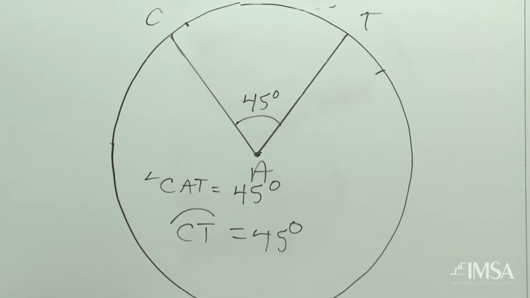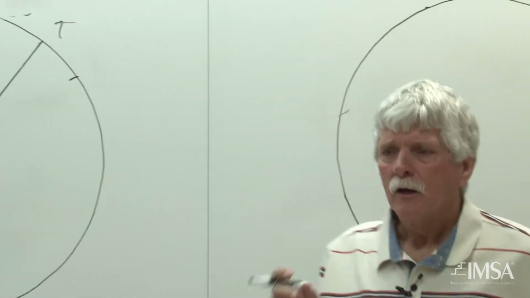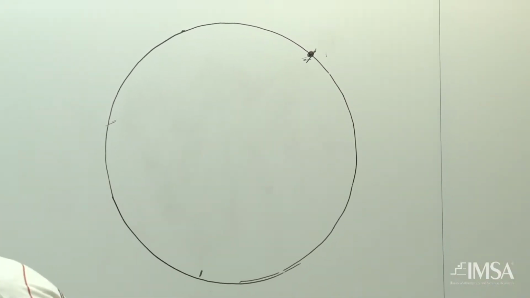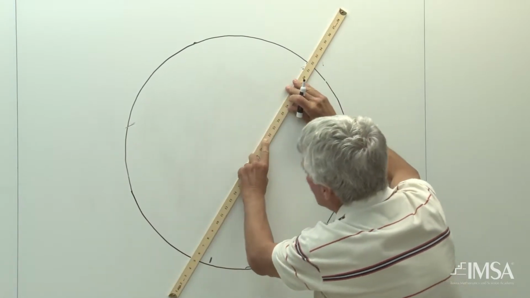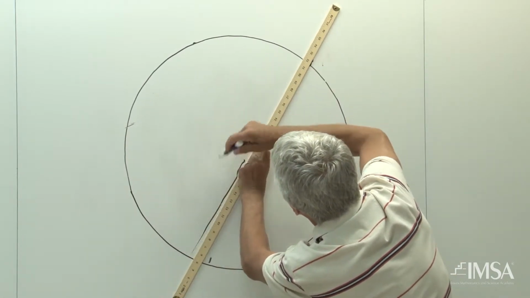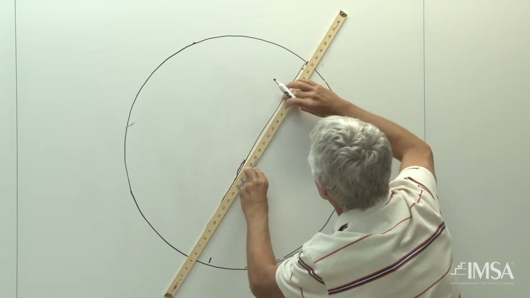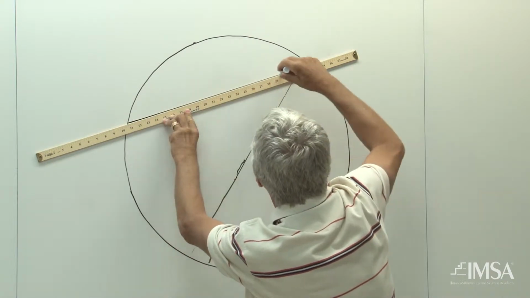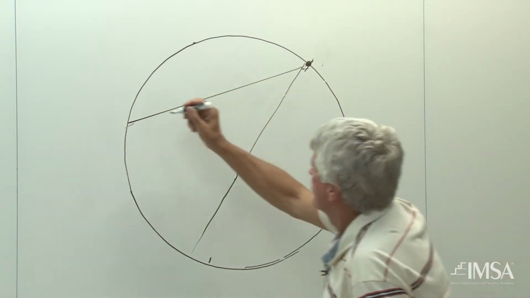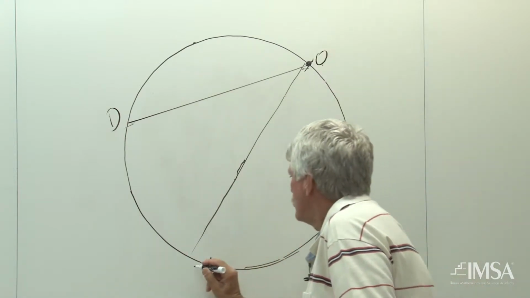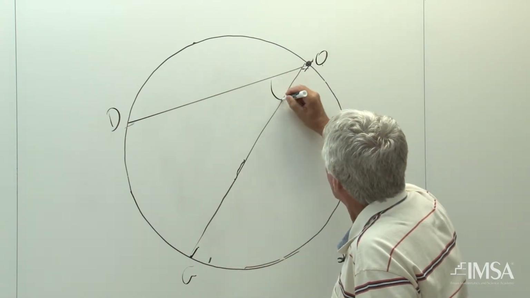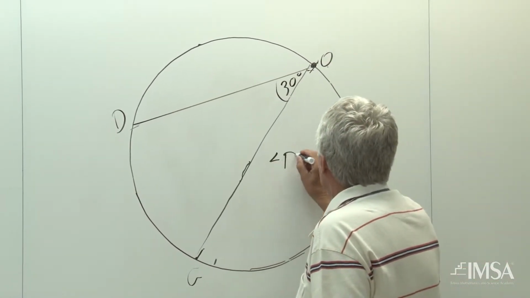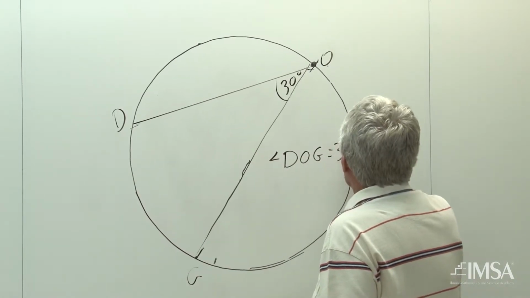We are also going to look at inscribed angles. Now, inscribed angles are a little bit different. Inscribed angles have their vertex here on the edge of the circle. And I'm going to draw one quickly. And we'll just take it out over here. So we have this angle, angle DOG, and this angle is about 30 degrees. This is an inscribed angle. So angle DOG is 30 degrees.